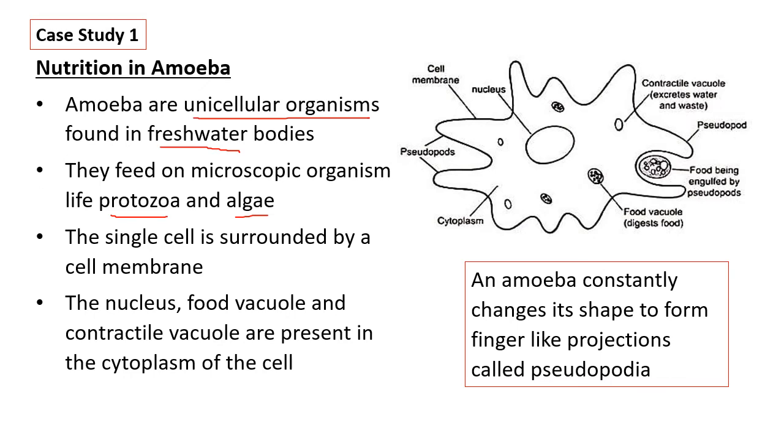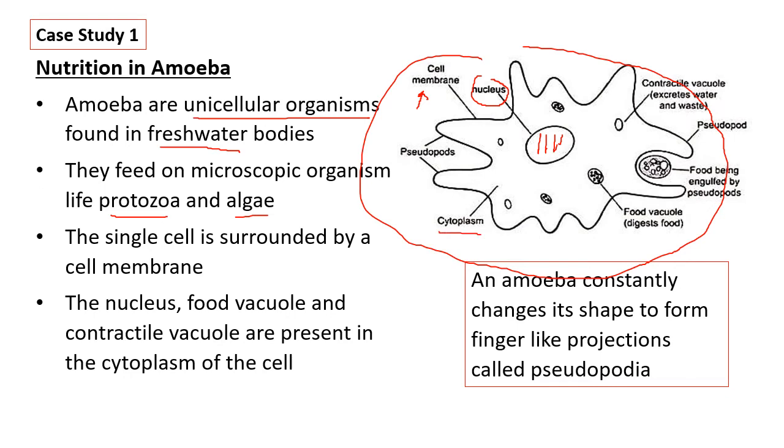Now look at the diagram for its construction. In the amoeba, the main part of the body is called the nucleus. And then this is the whole cell of the amoeba. The whole cell is surrounded by the cell membrane, which is like a cover, and inside there is a material called cytoplasm. Cytoplasm is the material which fills this cell.